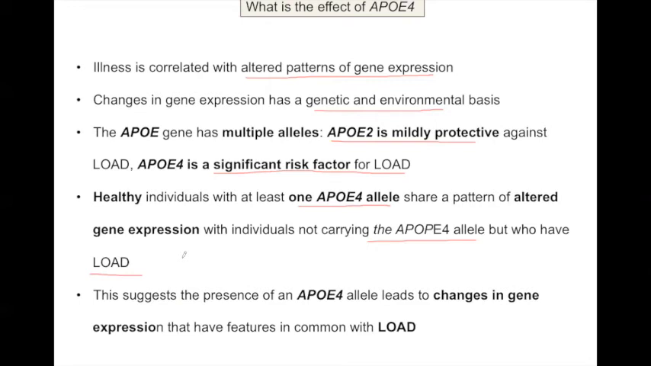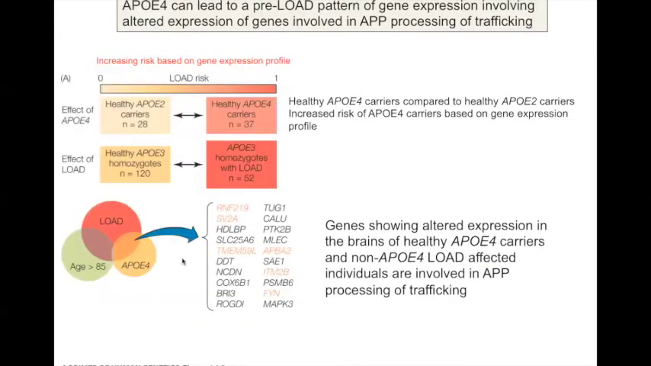What was found is that the ApoE4 allele itself started to initiate changes in gene expression, which were in part similar to those brains that were already showing symptoms of Alzheimer's. In other words, the ApoE4 allele seemed to be initiating a pre-symptomatic change in the gene expression pattern in the brains of carriers of this particular allele. And that's what's shown in this diagram here.